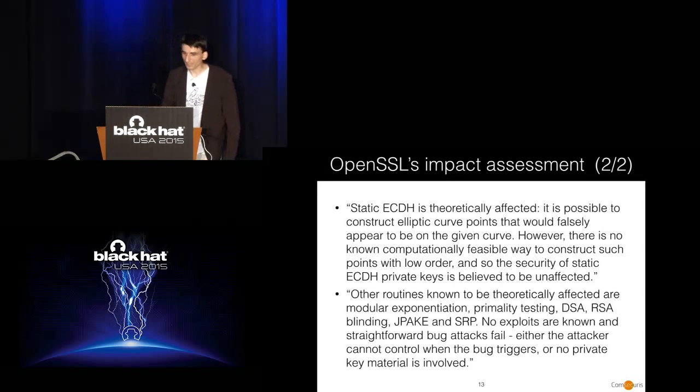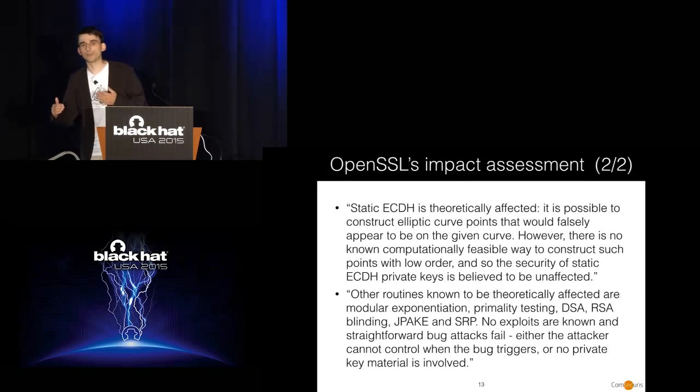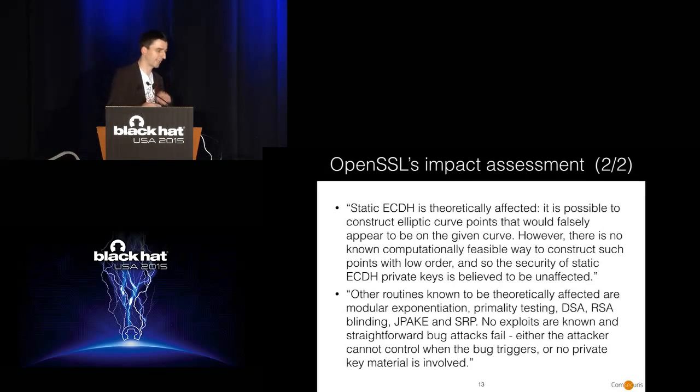Unfortunately, they're right in most regards. Static ECDH, they say, is theoretically affected. In the version that was fixed, OpenSSL 1.0.1k, that is the version that is fixed, and J is the previous version that still had the bug. So the argument is that the only effect of this would be in the point validation routine.